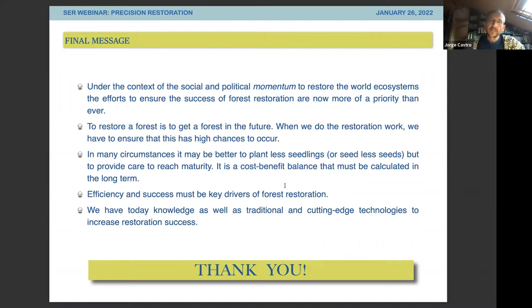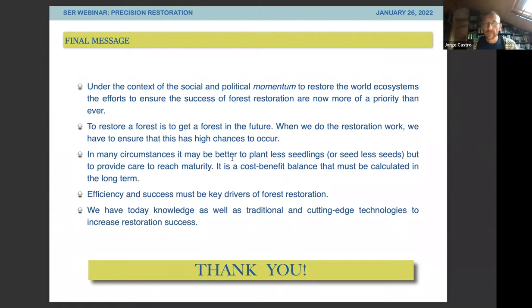And in many circumstances, it might be better to plant fewer trees or to sow fewer seeds, but to take care of them to guarantee that they will be trees in the future. And maybe we can balance the money, okay? We can save money to be sure that there will be trees in the future. So efficiency and success must be considered completely in the restoration programs more and more. We have the ecological knowledge and the traditional and cutting edge technologies to do that. So I really think that we are in a wonderful moment to do that.